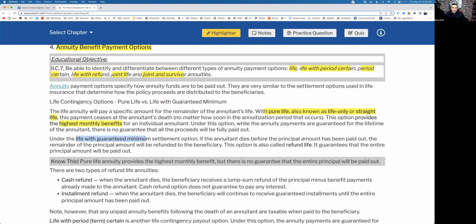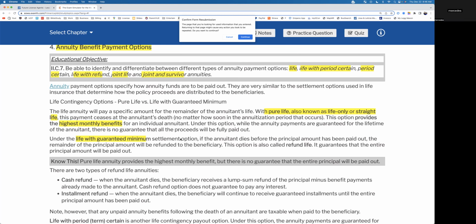Life with guaranteed minimum. It also pays for life if you outlive the certain guaranteed minimum period, like let's say 20 years. If you live past 20 years, it'll pay you for life. But if you die, let's say in 5 years, you still have 15 years left out of the 20 years. So it's gonna keep on paying for 15 years to your kids or your spouse.